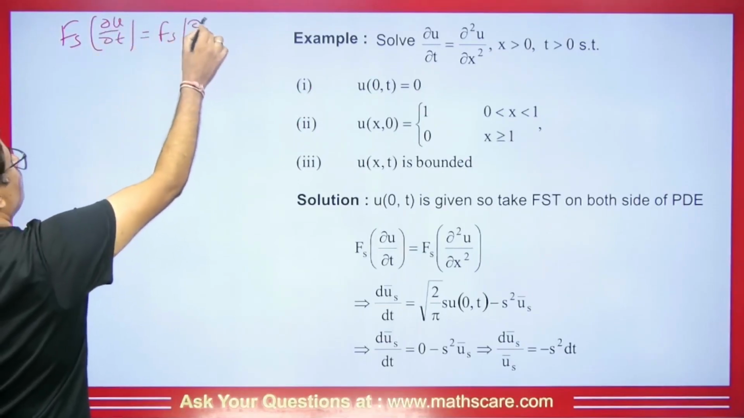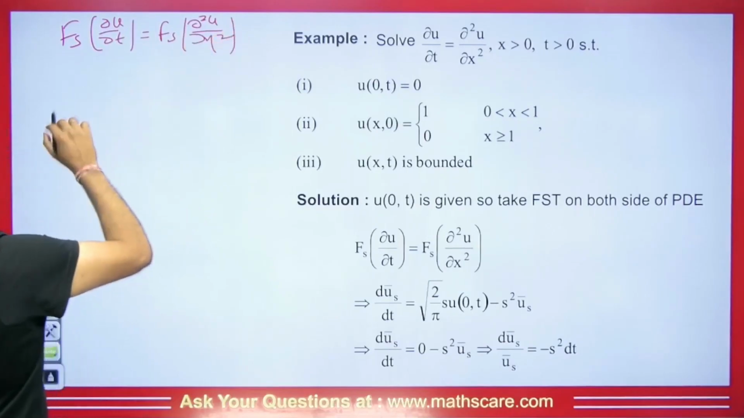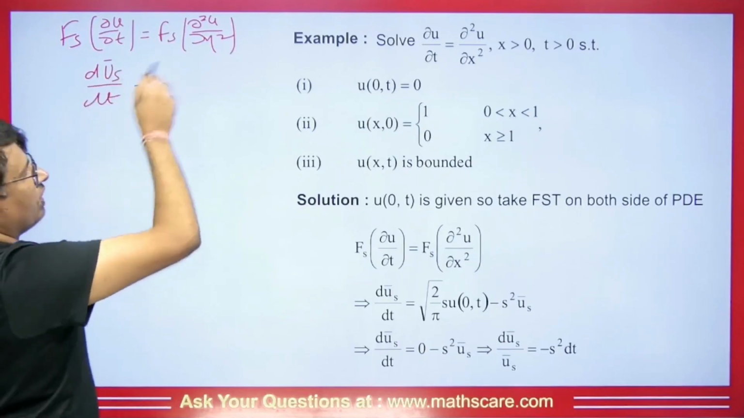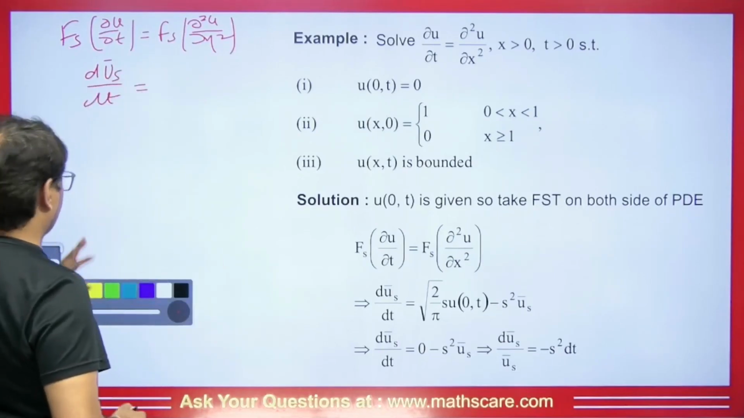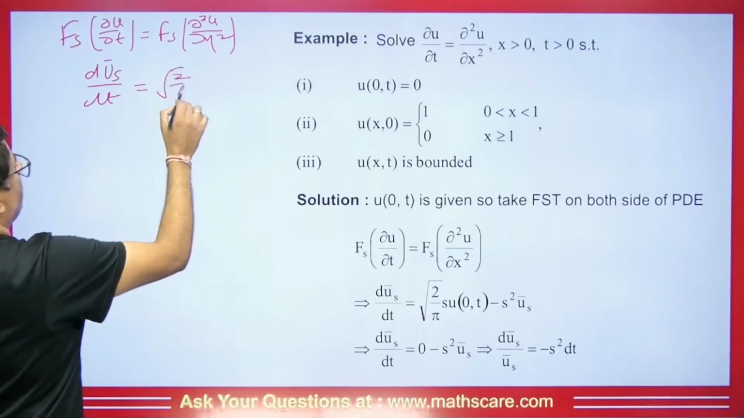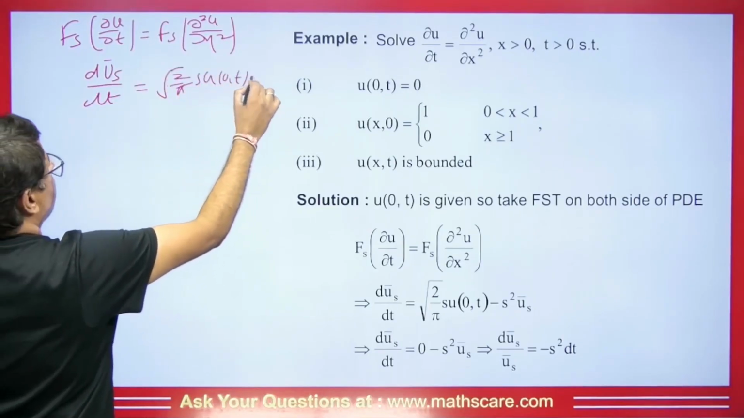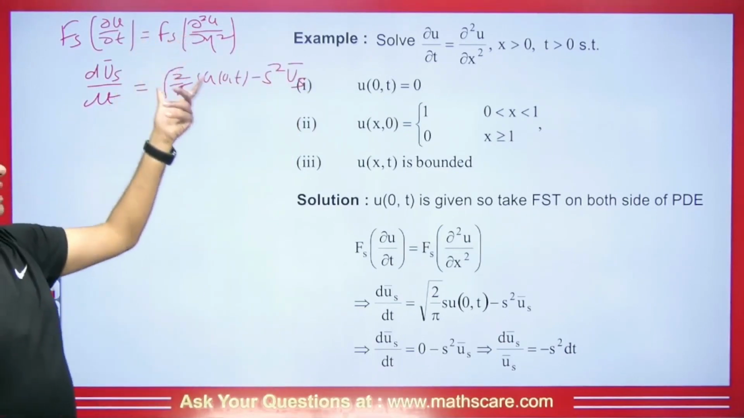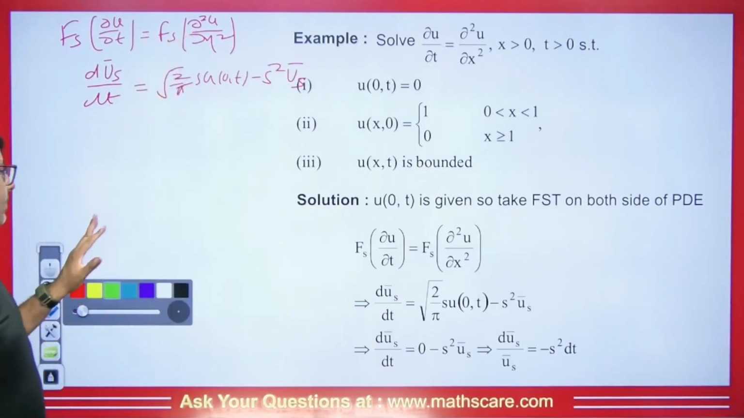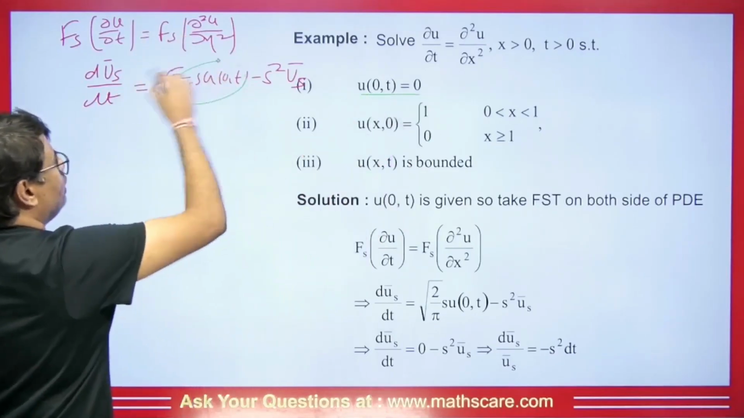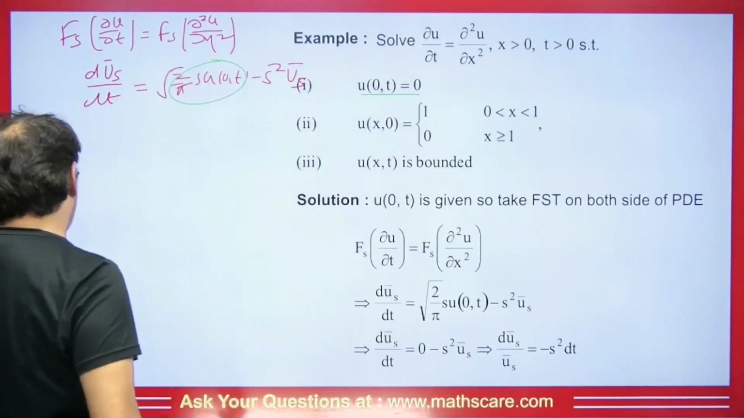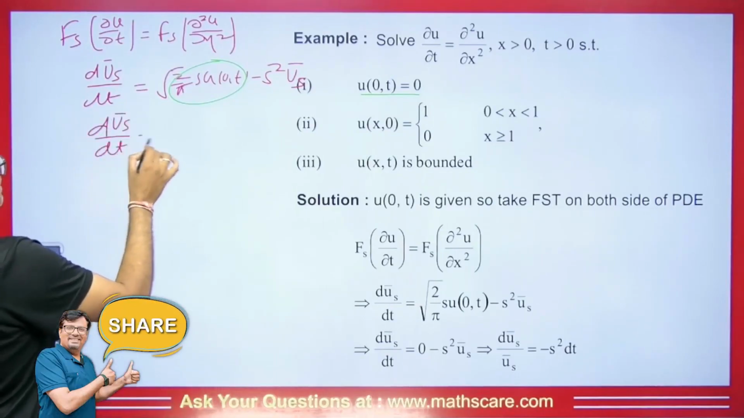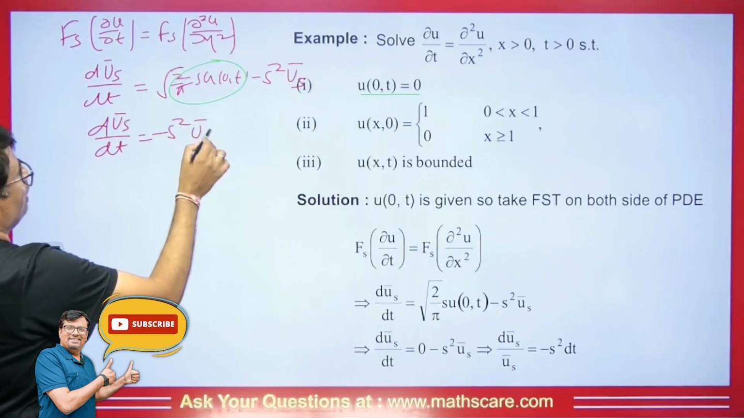So the Fourier Sine transform of del 2u by del x square, students, what will we get here? Look, this will become d u bar s upon dt equal to, the formula will be applied here. Here I just told you the formula: root 2 by pi times s u(0,t) minus s square u bar s. Note this down. This is the formula for the Fourier Transform, which I just explained to you. What is the value of u(0,t) given here at first number? It is 0, so we will put 0 here. Now which differential equation is left? It is d u bar s upon dt equal to minus s square u bar s.